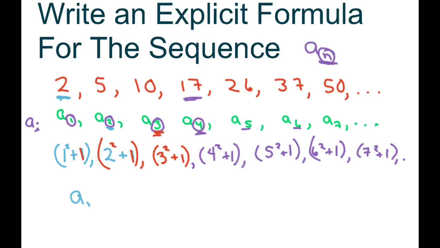So for my explicit formula, where we're using the index numbers, these right here, I'm going to use my n, and what did I do to it? I squared it, but then I added 1 to everything. Just remember on these explicit formulas to use your index number. It'll make it a lot easier.